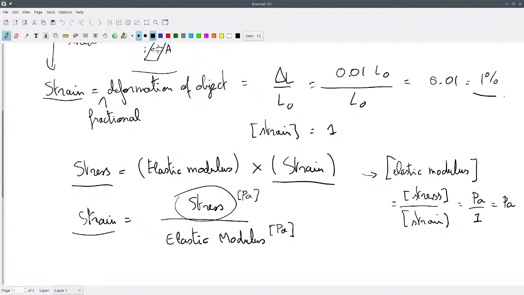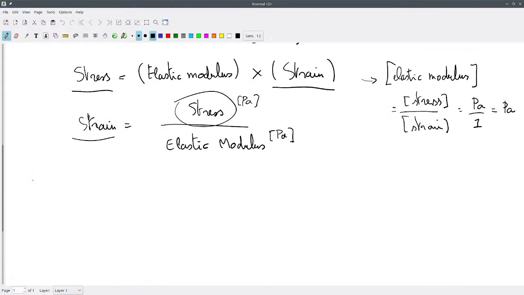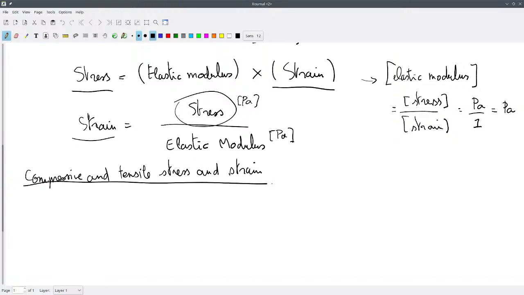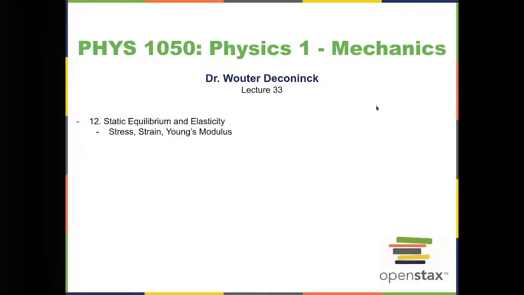Now let's look at that in the couple of different cases that we identified for the different types of stress: tensile and compressive stresses. Those are the two that we're going to treat in the same breath, and then we're going to introduce volume stress and shear stress. So let's start with compressive and tensile stress and strain. That's the first type. In this case, I can show that on the slides.